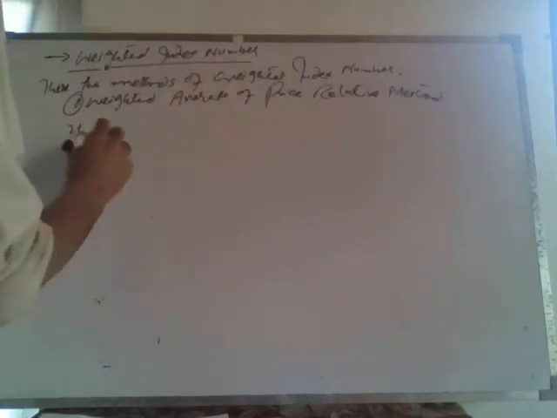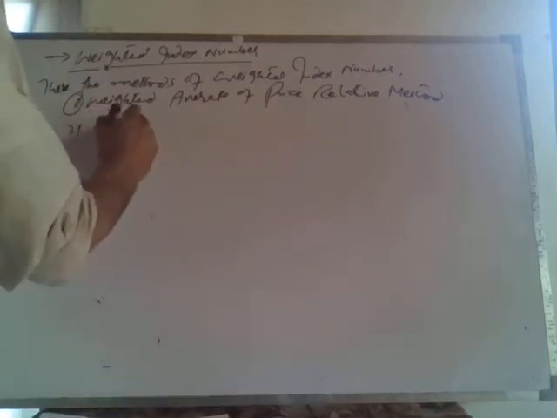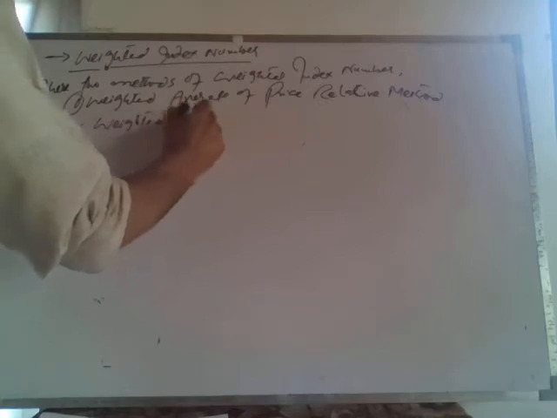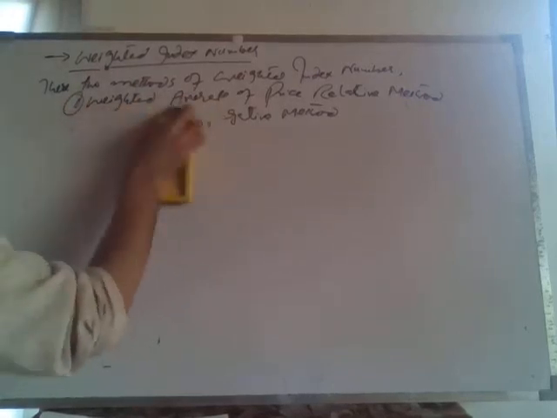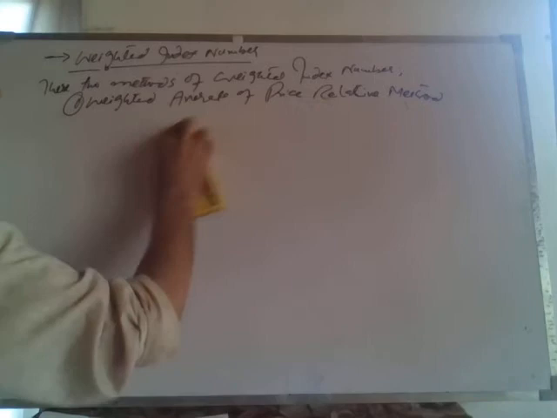And the second is the weighted aggregative method. So for calculating weighted index number, we have two methods. One is the weighted average of price relative method, that is, weighted price relative method. And the next is the weighted aggregative method. Today we will discuss the weighted average of price relative method.